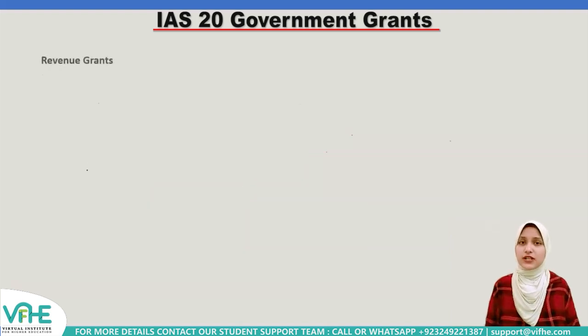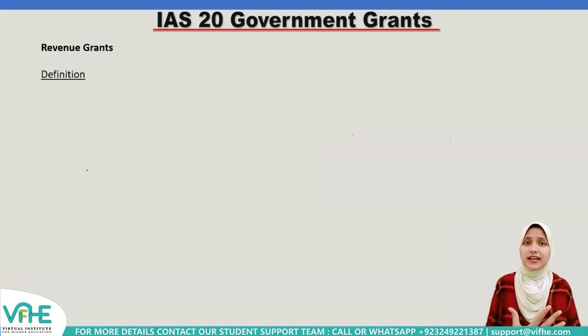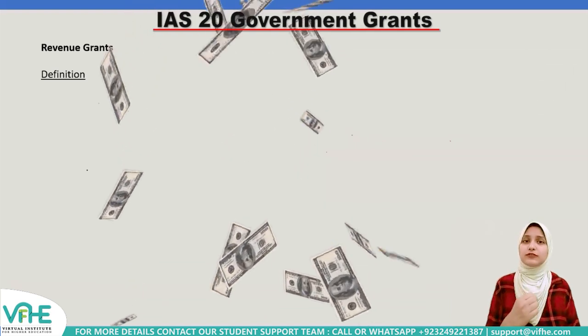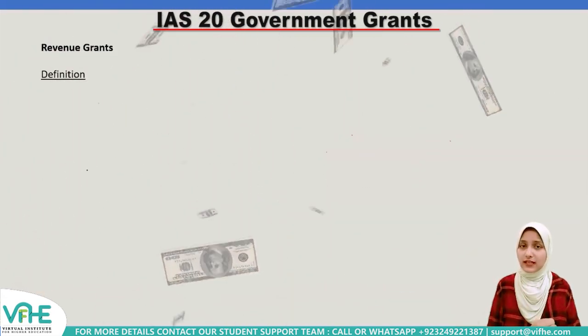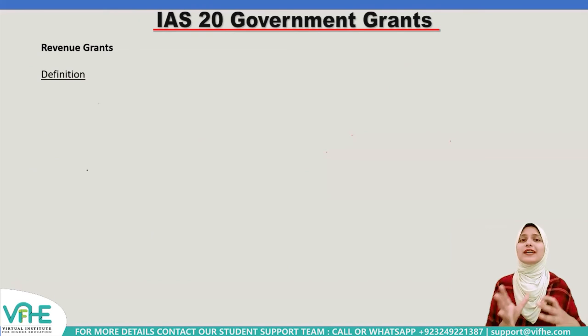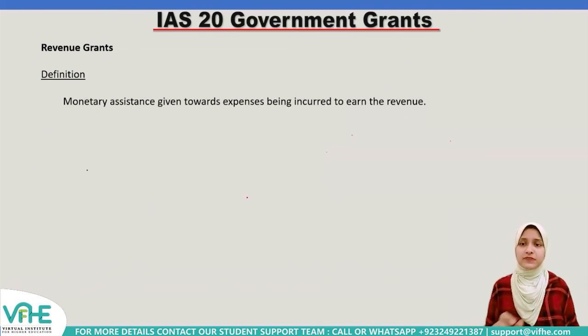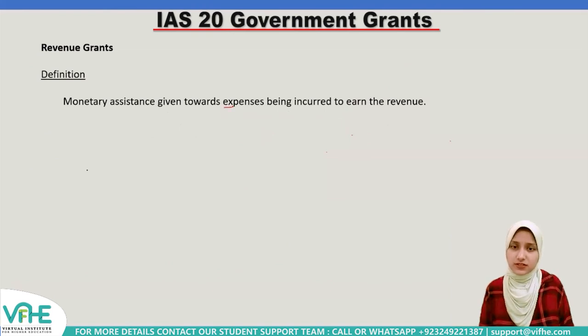Now, to start with, revenue grant. What is a revenue grant? A revenue grant is nothing but if the government is going to give you monetary assistance, monetary aid, towards the expense of your organization. Expense would be the keyword here. This is how it would get differentiated from the other type of grant.